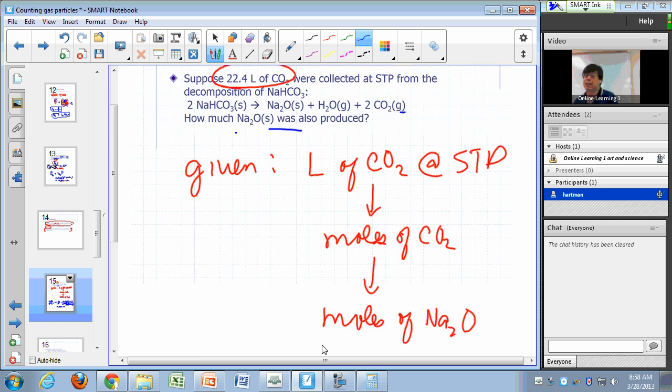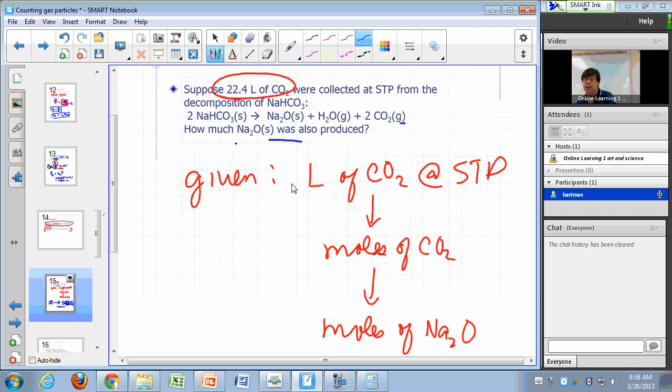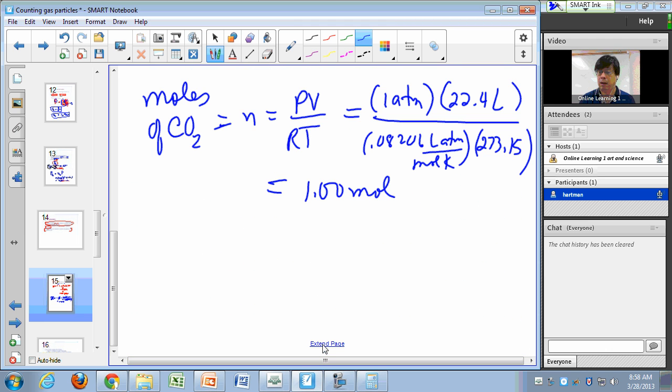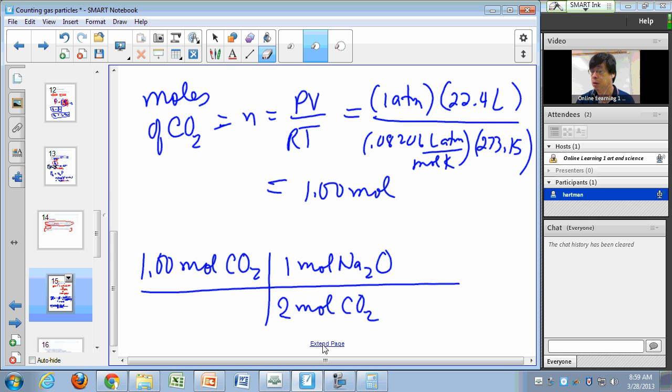22.4 liters at STP is 1 mole. So if I know I got a mole of CO2, how much Na2O did I get? Then I'm just going to say, okay, 1.00 mole CO2. According to my balanced equation, 1 mole of Na2O is also produced if I produce 2 moles of CO2. Okay, where did I get this 1 and 2?